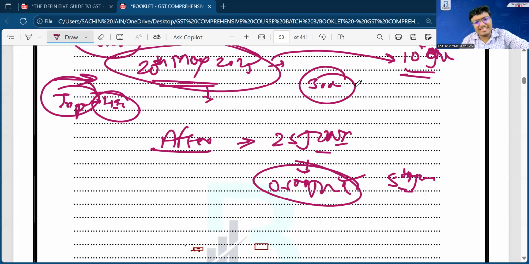Yes, capital goods ITC is allowed. There are no restrictions in case of capital goods for the ITC. If you are using it purely in the course or furtherance of business, then there is no requirement of any reversal.